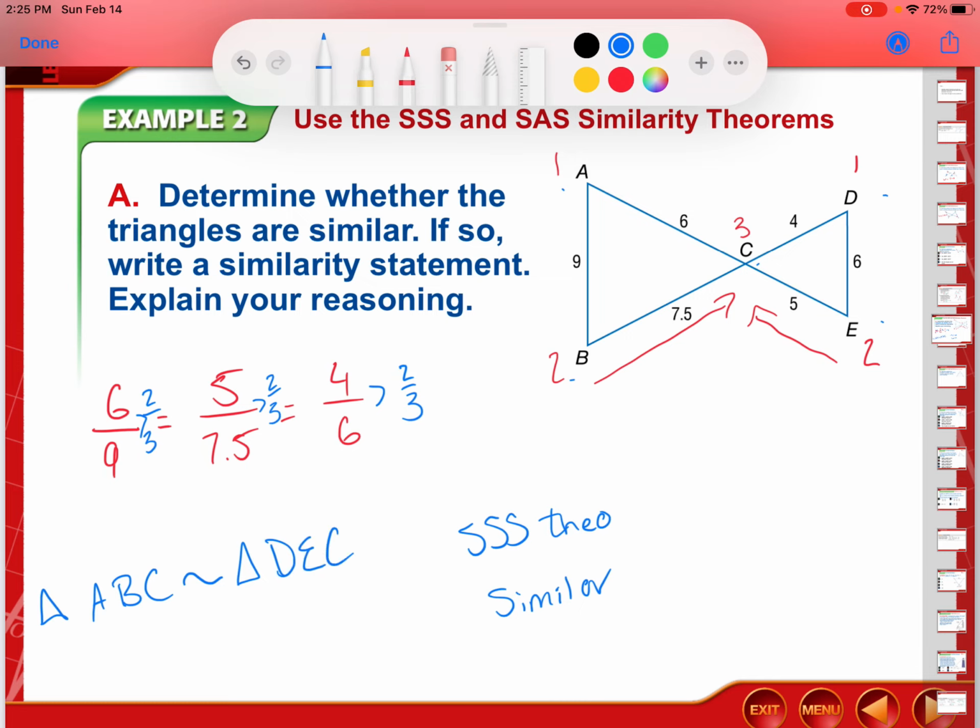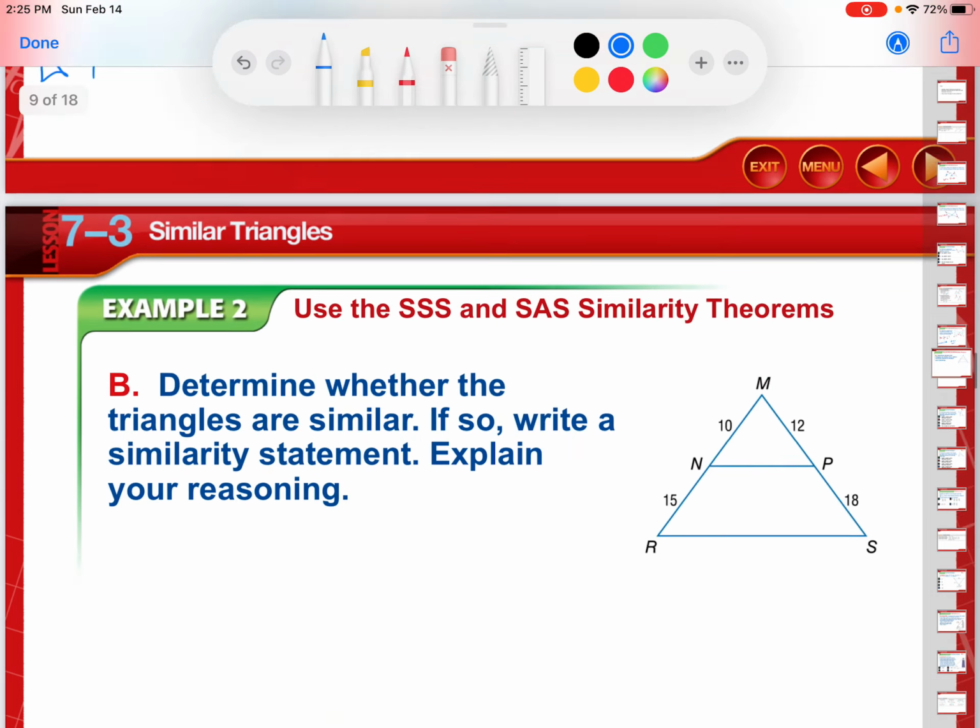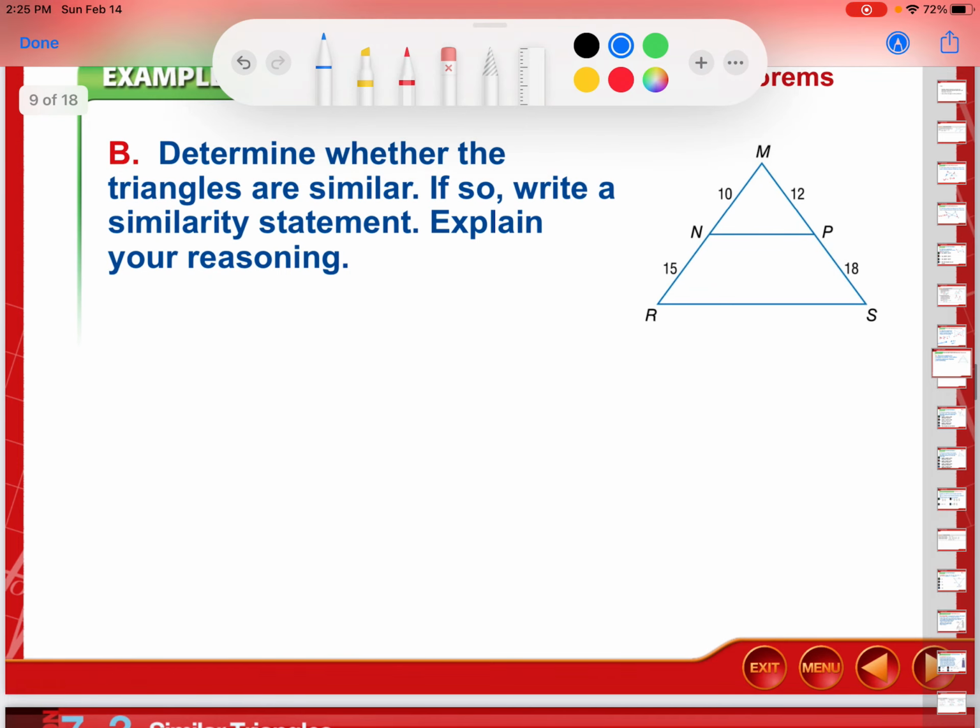Like I said, the order does matter on these, so that's why I try to label the vertexes and keep them in order that way. It just helps me. If you have a different way you like to do it, or if you just like to eyeball it, that's fine. But this is the most accurate way for me to get it done. Okay. So, determine whether the triangles are similar.